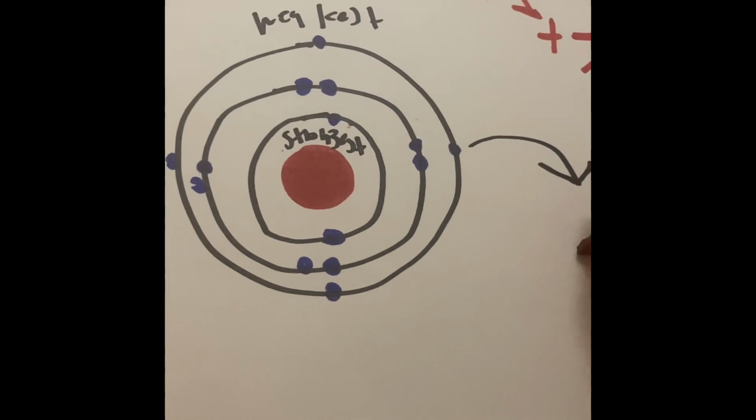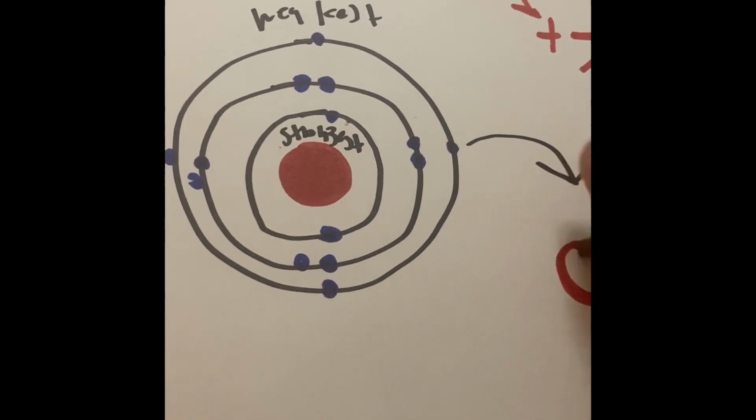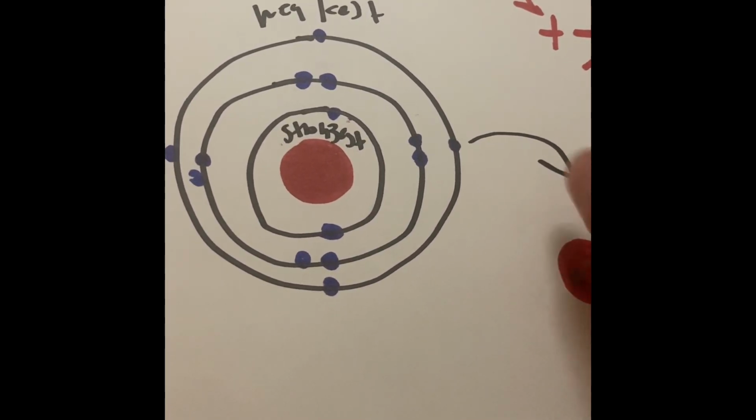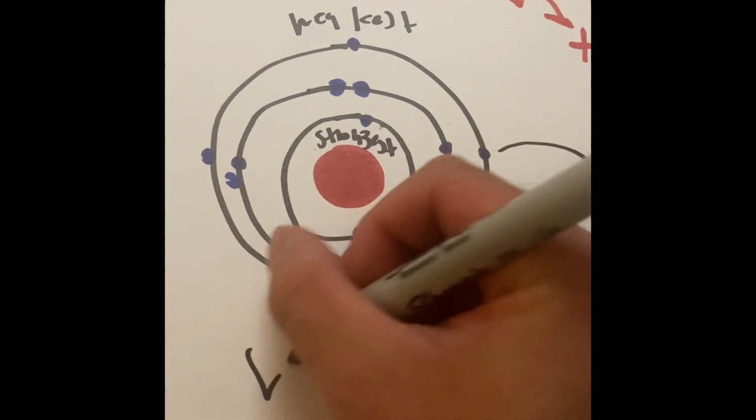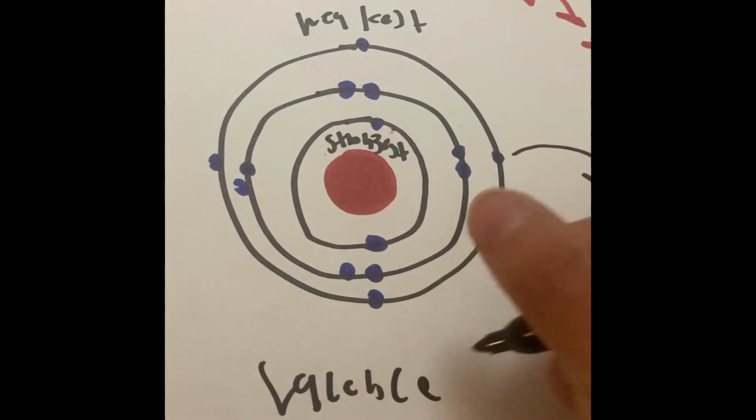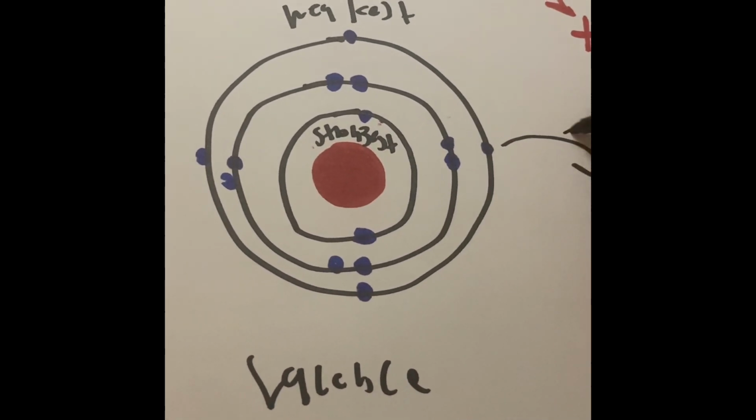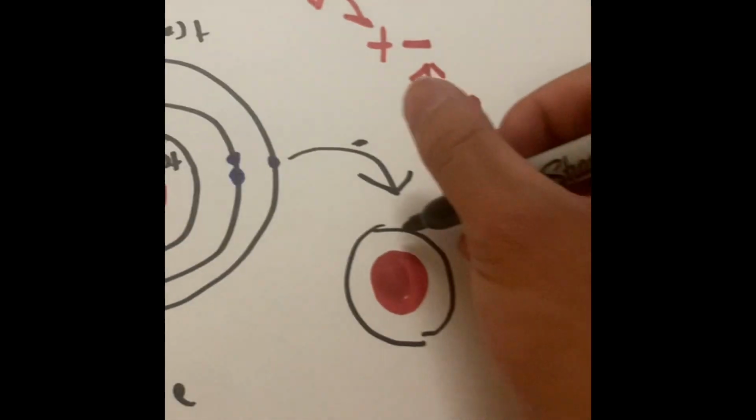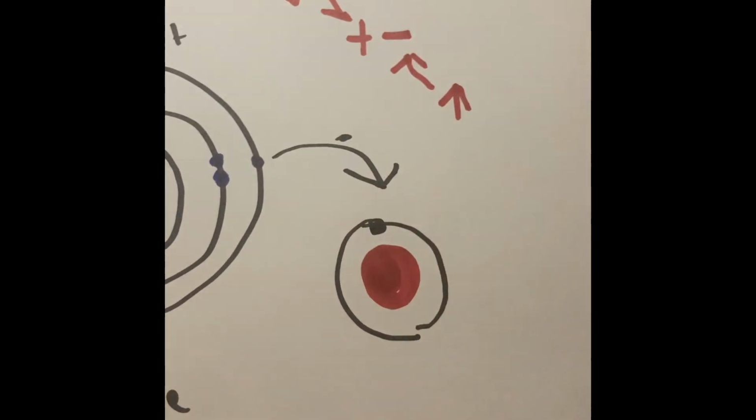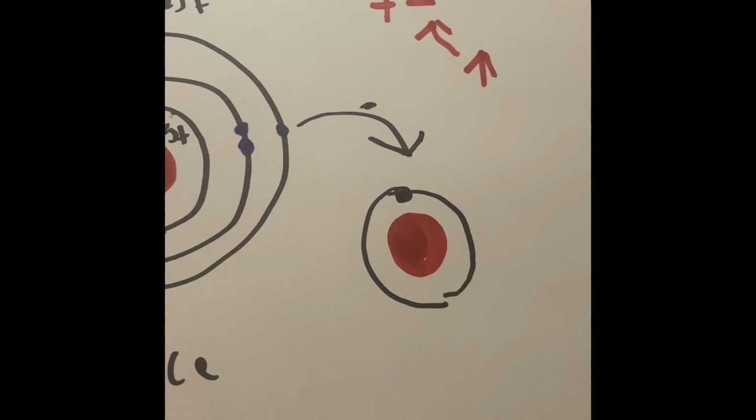These electrons are going to be called valence electrons. So the valence electrons usually get traded off to join another atom in place of it. Now it becomes another charge.